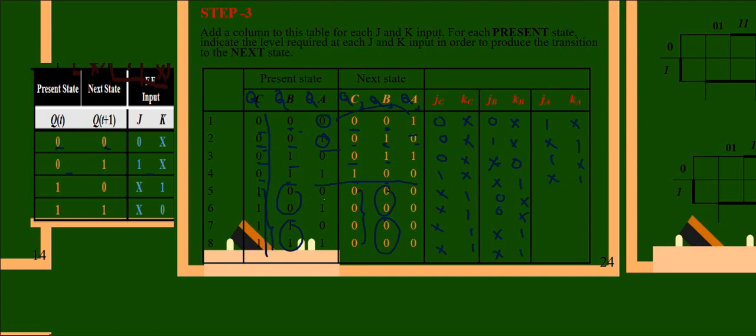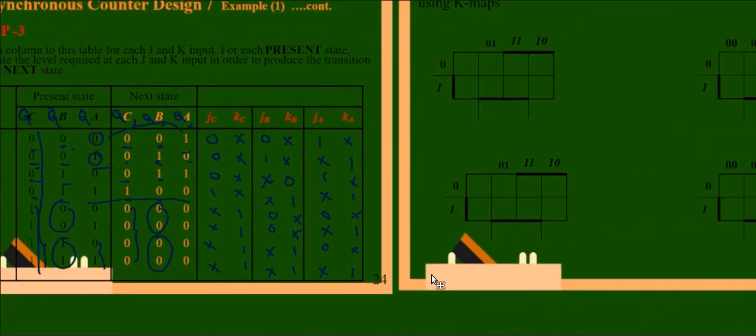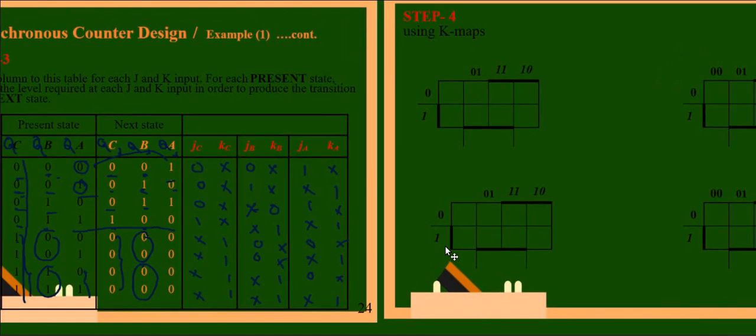Now in the next case, 0 to 0 and 1 to 0. So the answer is always 0. So 0 to 0 is 0 don't care, and then 1 to 0 is nothing but don't care 1. The same case continues here, so you can copy down 0 don't care and don't care 1. From this we can say how to do the K-map for JC, KC, and JBKB.